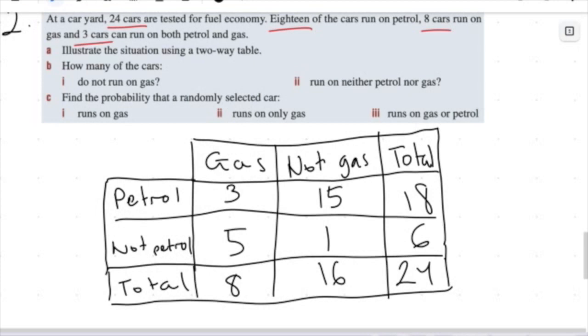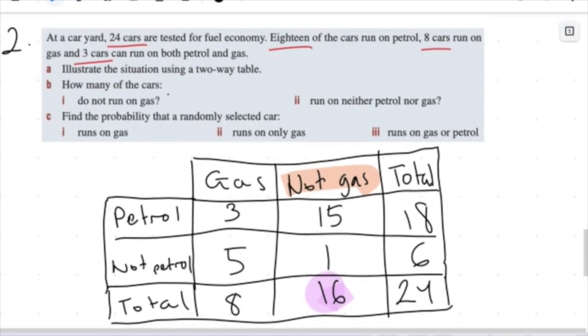So we're asked how many of the cars do not run on gas. Well, we just have to consider this column here, the ones that don't run on gas. So this includes the ones that don't run on gas but run on petrol, and the ones that don't run on gas or petrol. This is maybe like an electric car, for example. And that total is going to be 16. So we're just reading off the diagram here. So 16 do not run on gas.